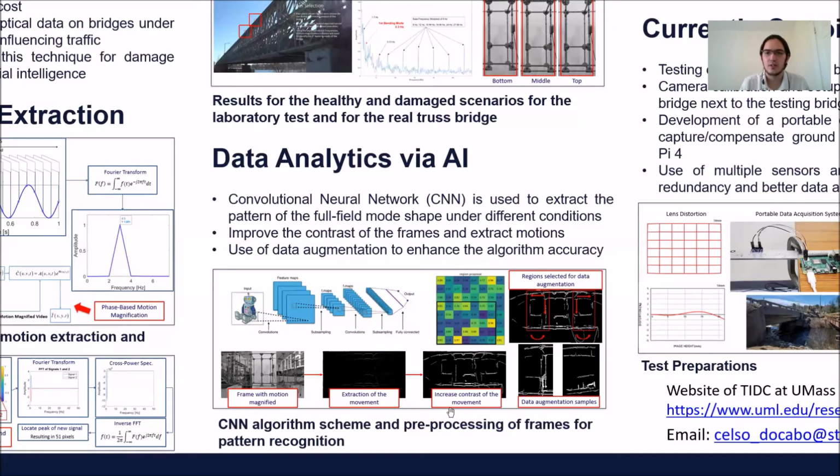And finally, to enhance our algorithm, we did some data augmentation. So as we don't want to see where the damage is, we want to see the difference on the mode shape itself. We selected regions that we don't have the severe damage exposed, and then moved the image and rotated those images, as we can see here on the bottom, in order to train our model.